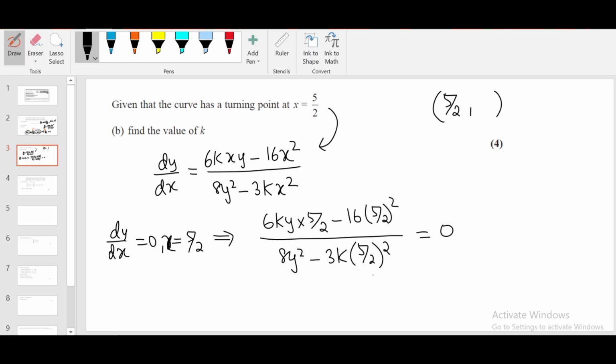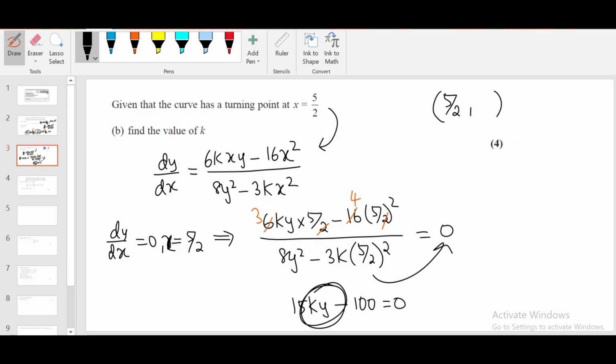So straight away bring the denominator here, it becomes 0. So what we have here is 3k, 3 times 5 is 15ky minus 2 squared is 4. When you cancel this, you will get 4 times 5 squared. 5 squared is 25, 4 times 25 is 100, is equal to 0. We need to find the value of k, but there are two unknowns here.